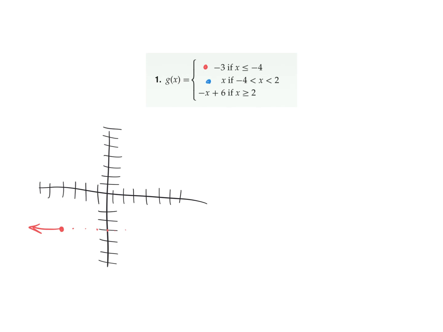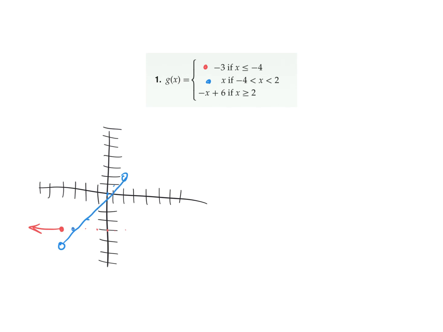Now for the blue one, we have g of x is equal to x. Again, that's going to start right at 0. We're going to go up a few points, down a few points. And it's telling us that this is true for x from -4 to 2. But it's not included. So I'm going to do an open circle and an open circle. Just going to draw the in-between line.